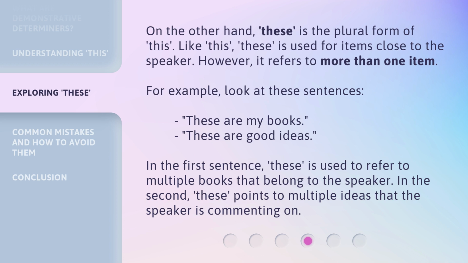For example, look at these sentences. These are my books. These are good ideas. In the first sentence, these is used to refer to multiple books that belong to the speaker. In the second, these points to multiple ideas that the speaker is commenting on.